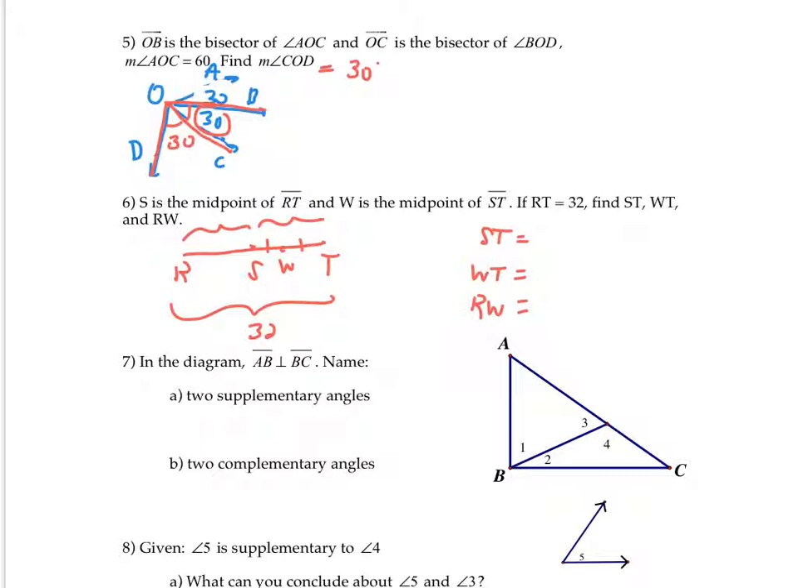Okay, so if the whole thing is 32, RS has to be 16 and ST has to be 16 as well. So that's half of 32. Okay, that means that SW would be 8 and WT would be 8 because they're congruent. So WT is another one on our list. That's 8. Now we have to find RW. So RW would be the length of the segment from R all the way to W. So that's going to include our 16 and this 8. So 16 plus 8 gives us 24 for RW.